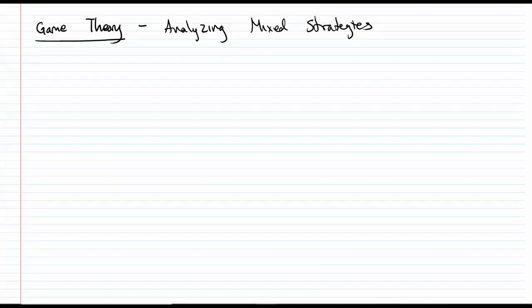Hi class. So today we're going to use what we've learned last class about expected value to analyze a lot of different mixed strategies for a game. We're going to try to figure out, is there a best mixed strategy? Is there an optimal strategy for us to play if we know the payoff matrix of a game?